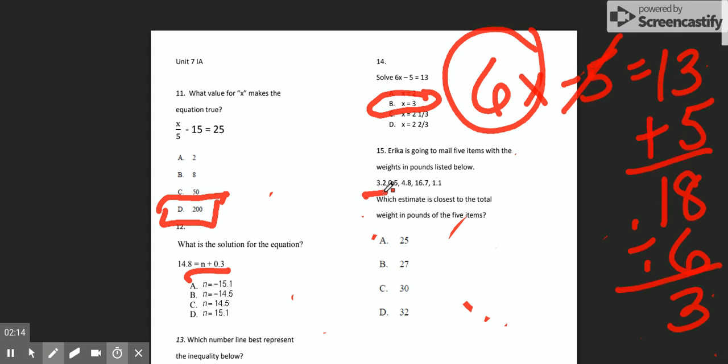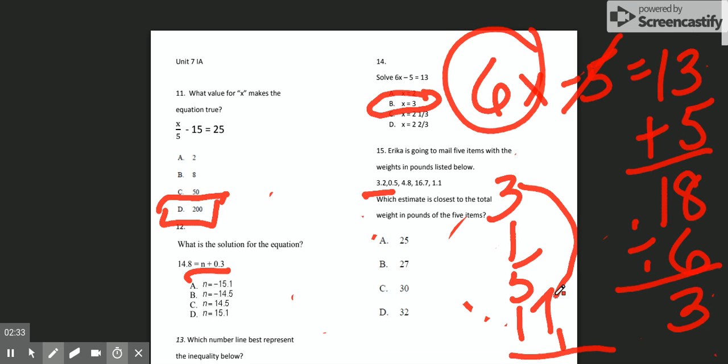Number 15, it says which is the closest estimate to the weight. So 3.2 would round to 3. 0.5 would round to 1. 4.8 would go up to 5. 16.7 would round to 17. And 1.1 would round to 1. And then you add all those up, so 17 and 3 is 20, plus 1 more is 21, plus 5 is 26, plus 1 is 27. So you should get B, 27.